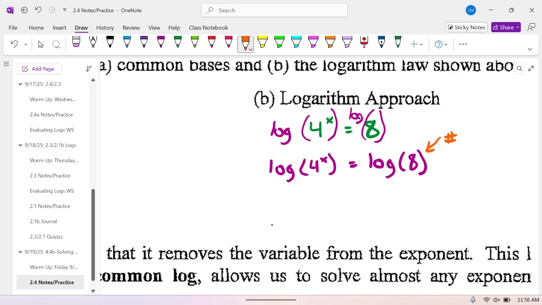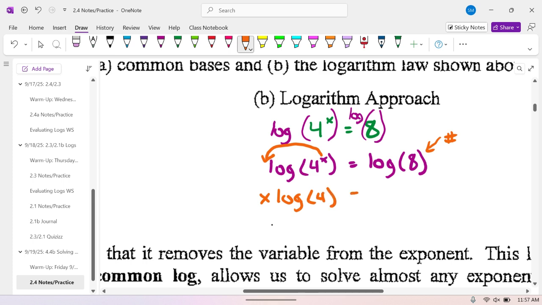Now, our next step is we need to take the x out of the exponent. And that's where that log law that we just went over comes in handy. All we have to do is take the exponent and bring it in front of the log. So this is now x log of 4 is equal to log of 8.